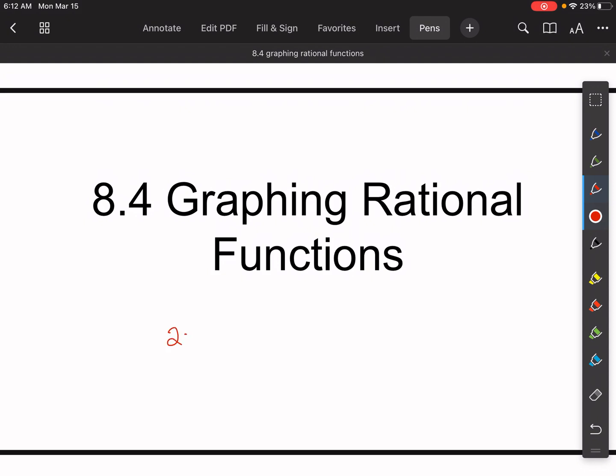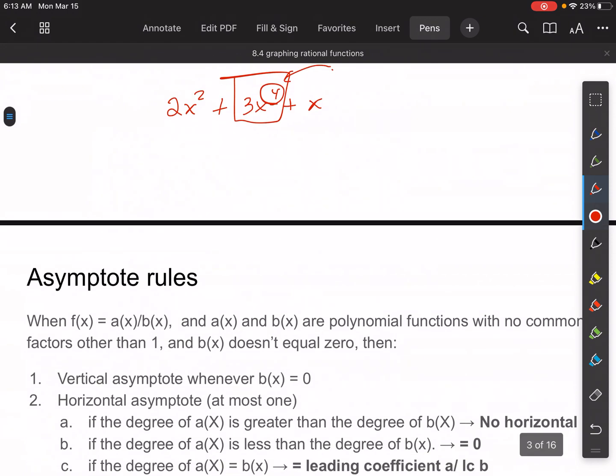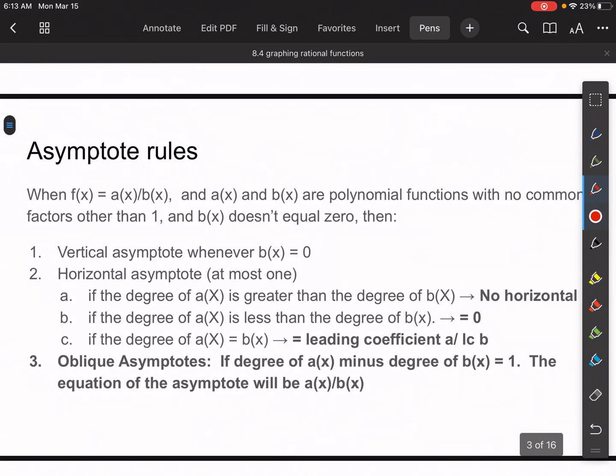So if you have something like 2x squared plus 3x to the fourth plus, I don't know, x, the degree of this polynomial is 4, because this term has the highest exponent and it is 4. So the degree becomes very important today. Just a reminder on that. Now let's get into some rules for today when we're going to graph these things.